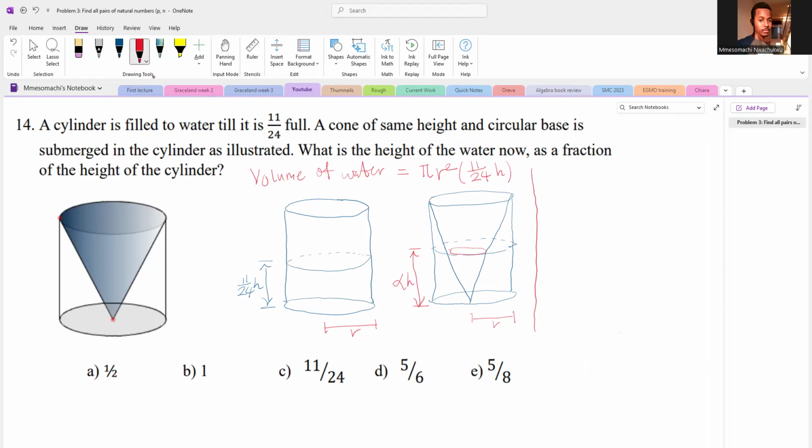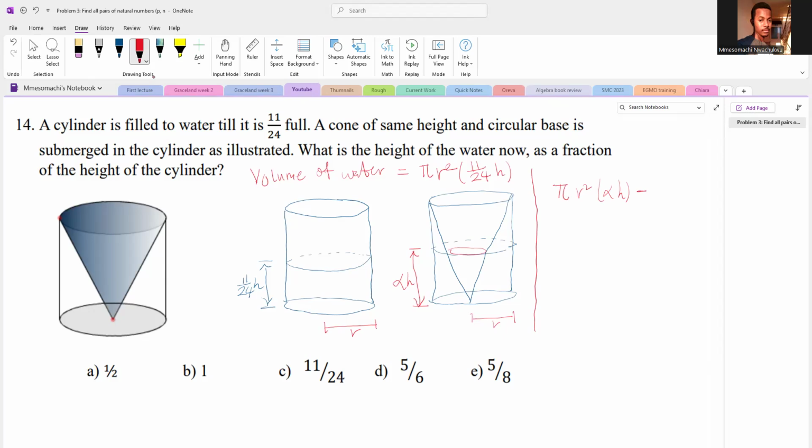Now to calculate the volume of water in this new scenario, since we know that the volume of water remains the same, we can calculate it in a different way. We can look at this new cylinder of height alpha h. So that's going to be pi r squared alpha h. And then we subtract the portion of the cone that is submerged in the water.